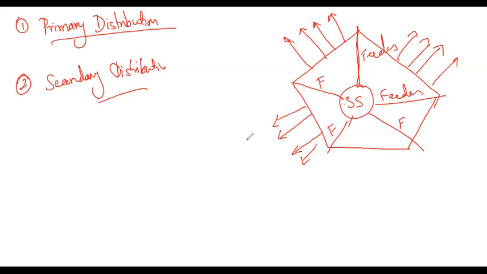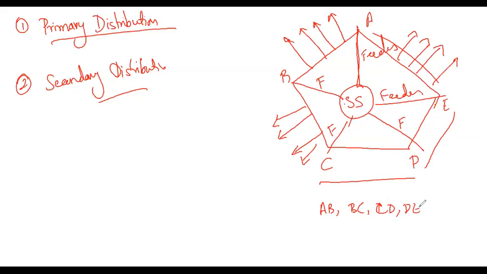So now what we can generally see here is A, B, C, D and E. AB is a distributor, BC is a distributor, CD is a distributor, DE is also a distributor, and AE. So all the sides of the pentagon, or any geometrical figure, will form a distributor. So AB, BC, CD, DE and AE form distributors.